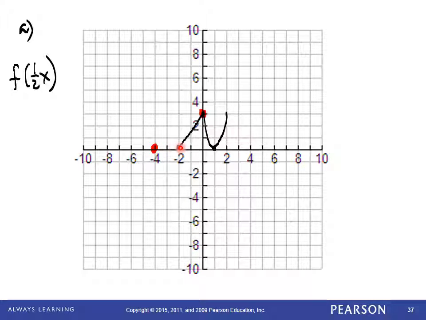There's my stretching from -2, 0 to -4, 0. 1, 1 will have to stretch as well, now to 2, 1. And 2, 3 looks like it is going to stretch twice away from the y-axis, so how about 4, 3? Good there, and then we put it all together. There it is. So f of 1/2 x.